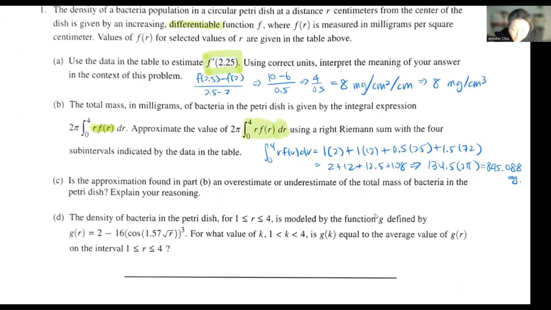Okay, is the approximation found in part B an overestimate or underestimate of the total mass of bacteria in the petri dish? So your function is r f of r. You're trying to figure out, is this an overestimate or underestimate? So you need to figure out if the derivative of this is going to be positive or negative.